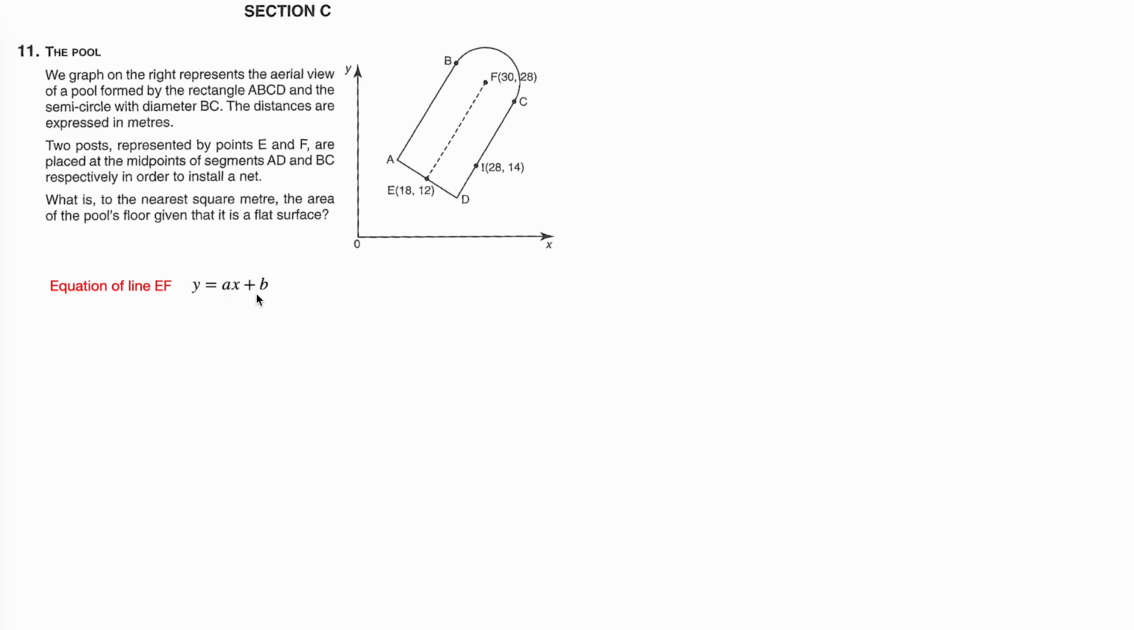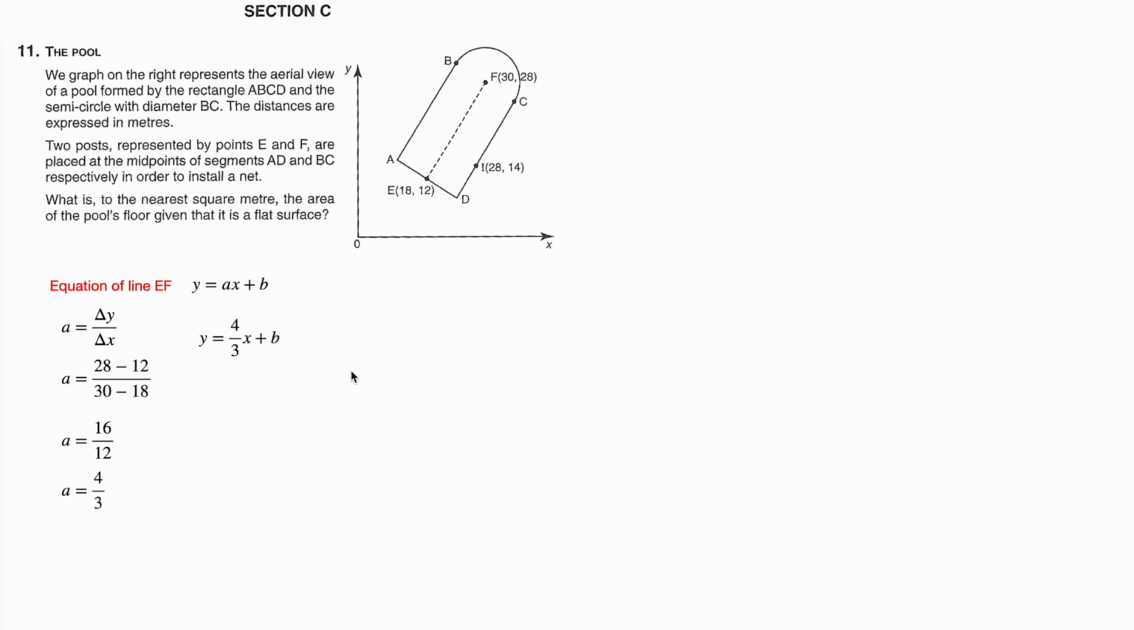Y equals AX plus B. I want to figure out the A first, which is delta Y over delta X. The delta Y is 28, take away 12. The delta X is 30, take away 18. That gives us 16 divided by 12, divide the top and bottom by 4. That gives us 4/3.